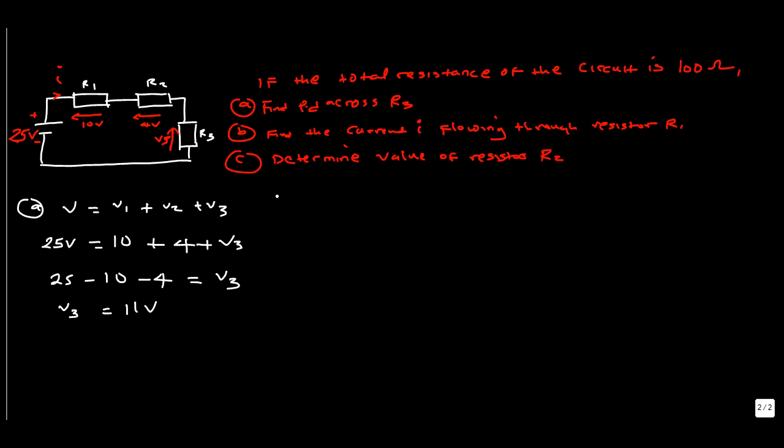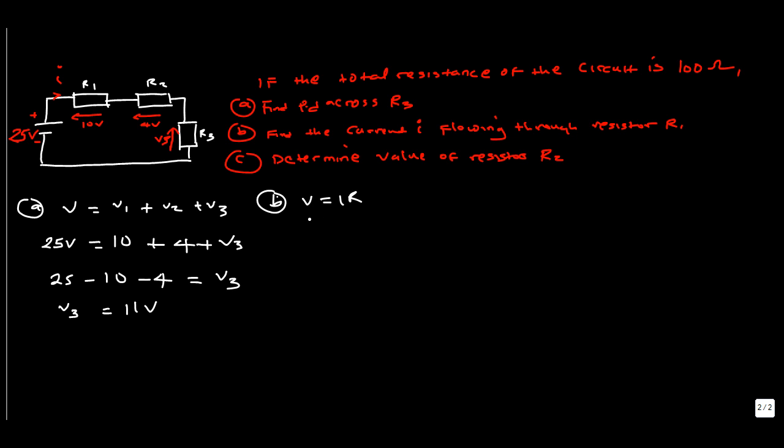So for the B part of the question, find the current I flowing through resistor R1. So we'd like to know the current flowing across this resistor. What we do is we go back to Ohm's law. We know that V is equal to IR. So what do we actually know?